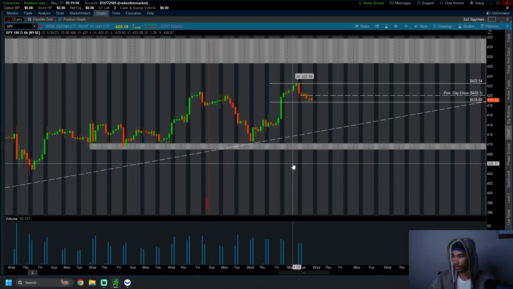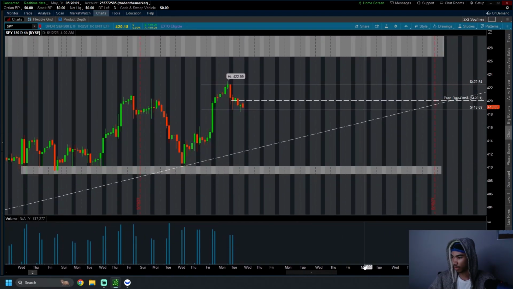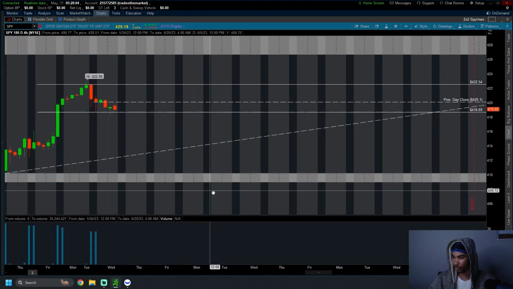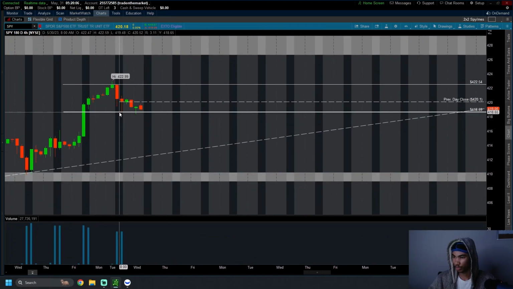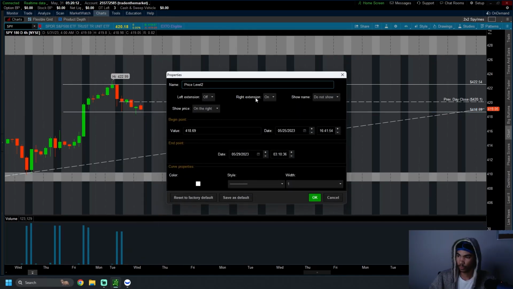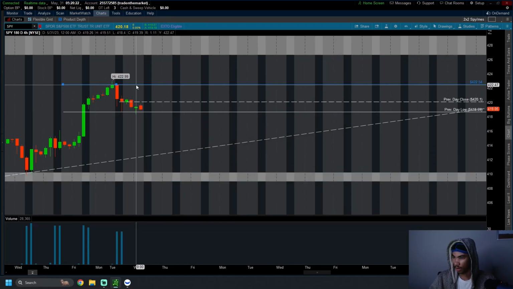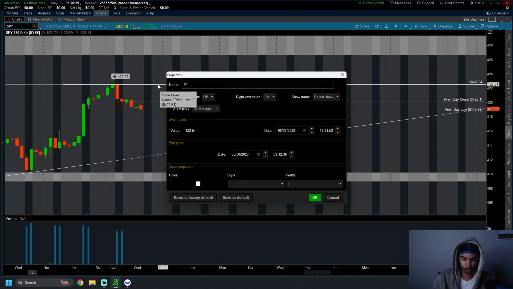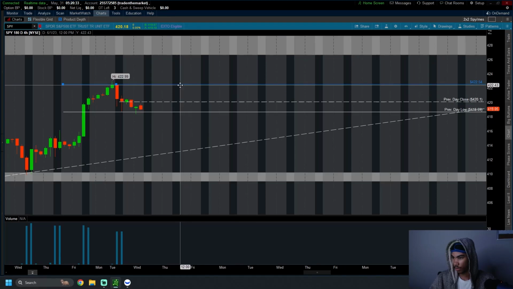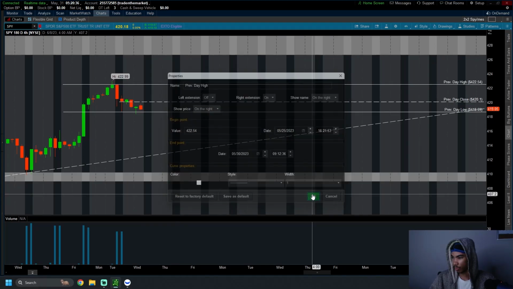So I believe we can leave this trend line here, right? Boom. Let's zoom in here. So we have previous day low. I'll rename all these for you. Inside price level 2. Previous day low. Show name on the right. And previous day high. Okay, I forgot to do this. Show name on the right.